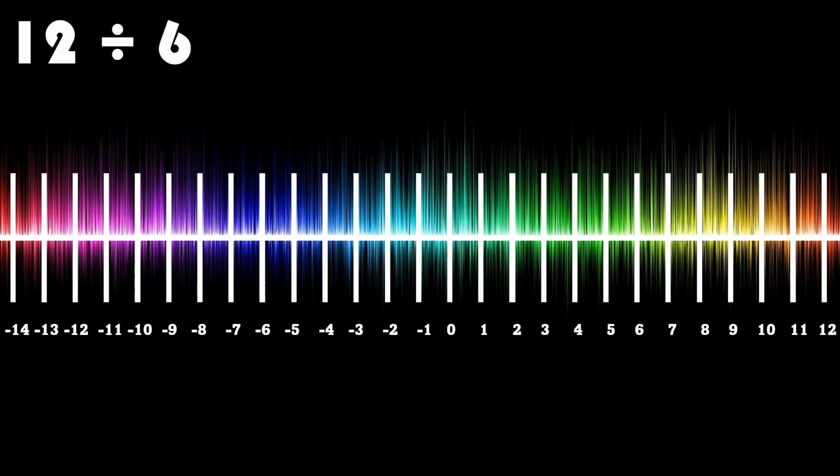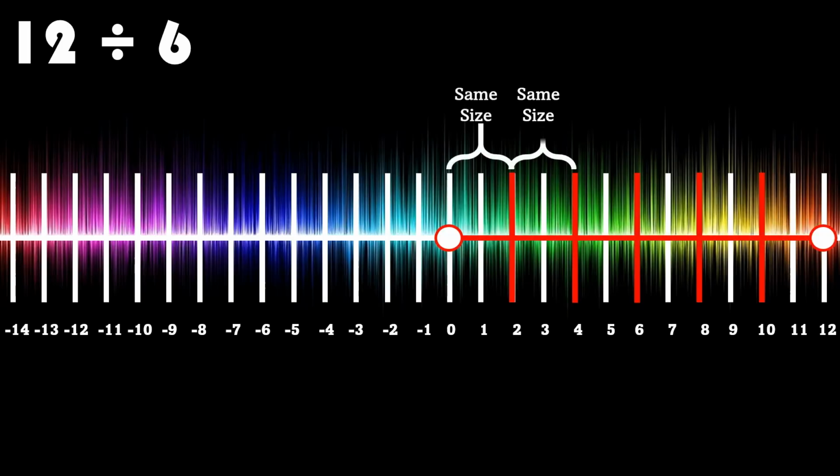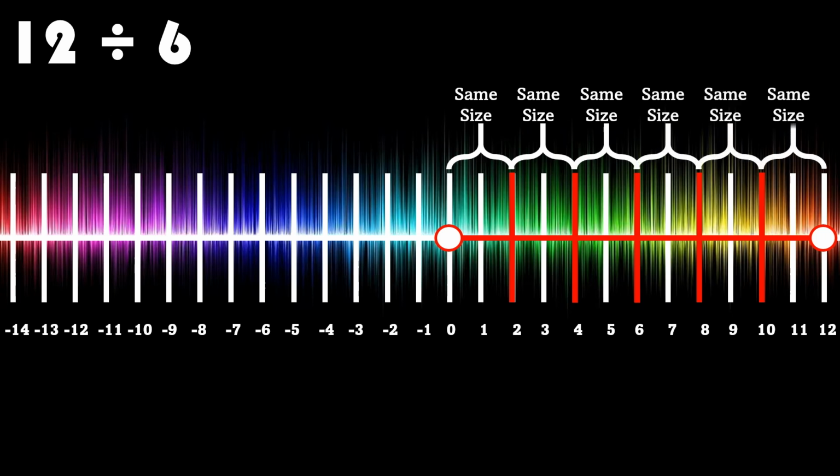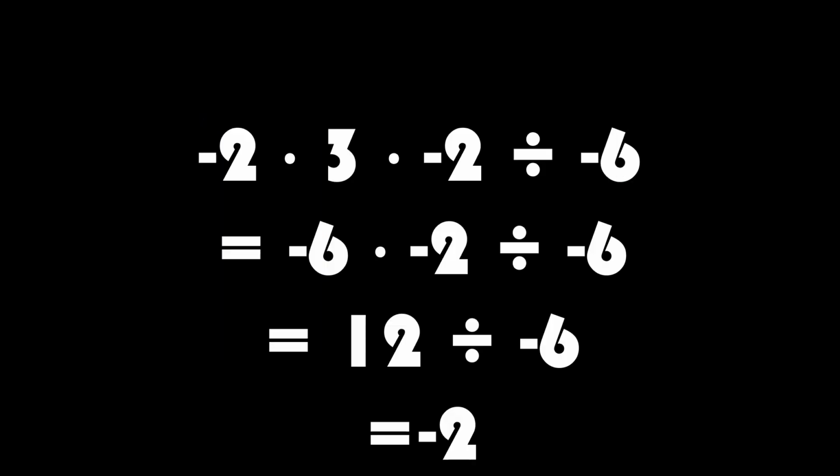We first consider 12 divided by 6, and we take the line segment from 0 to 12 and split that into 6 evenly sized parts. We see that each part has a size of 2. So adding the negative sign back in, we get to negative 2 as our final answer. Let's do this numerically without the number line now.